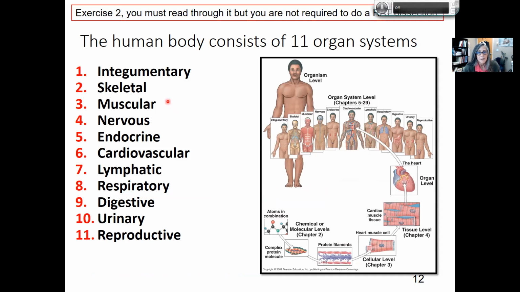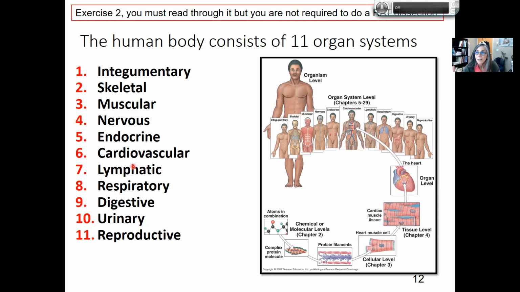They are: integumentary is your skin, skeletal is your bones, muscular, as you know, skeletal muscle, nervous system, endocrine are the glands for hormones and stuff like that. Cardiovascular, think of your heart and the vessels. Lymphatic is your drainage, your sewage system. We'll talk about that. It's also the immune system, so it's two things.